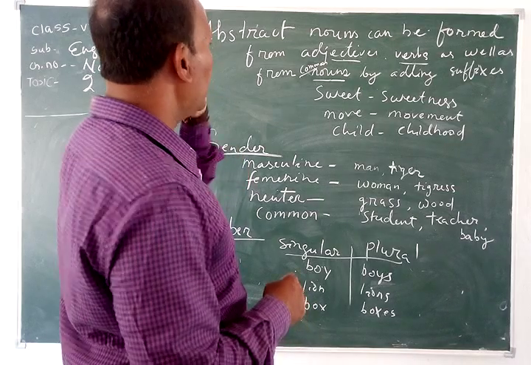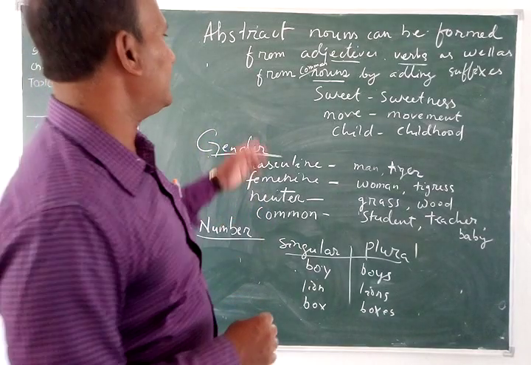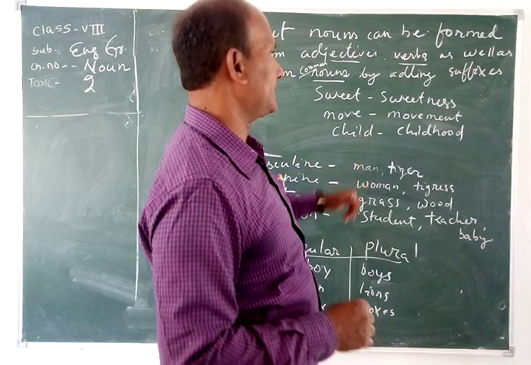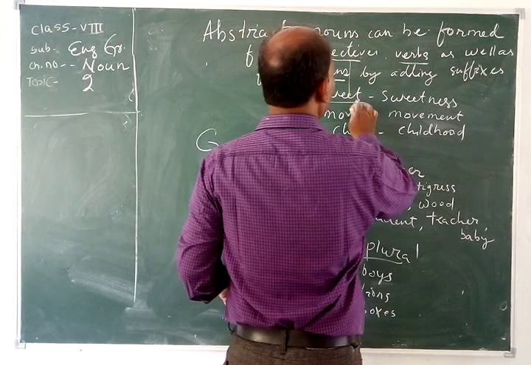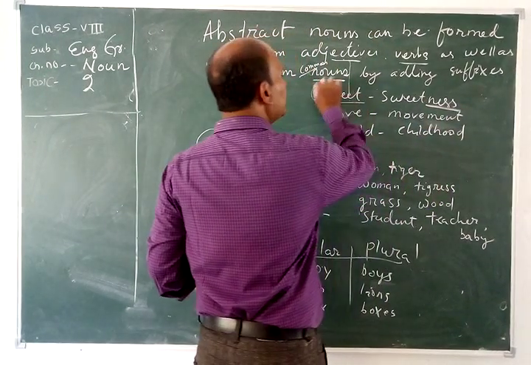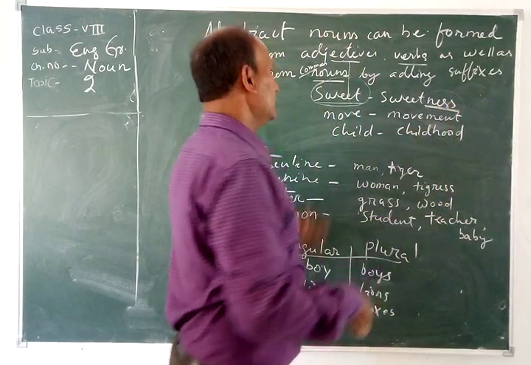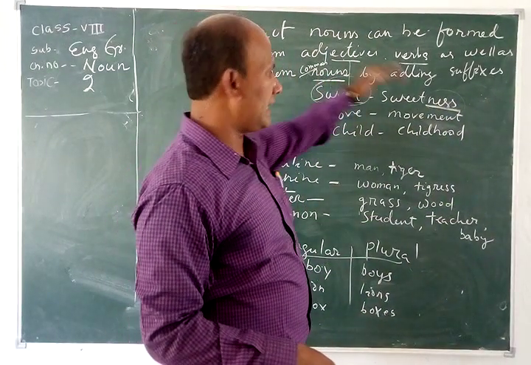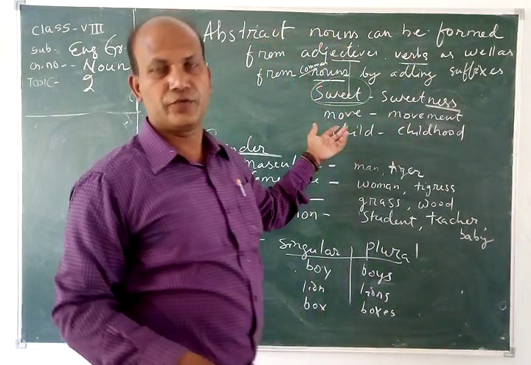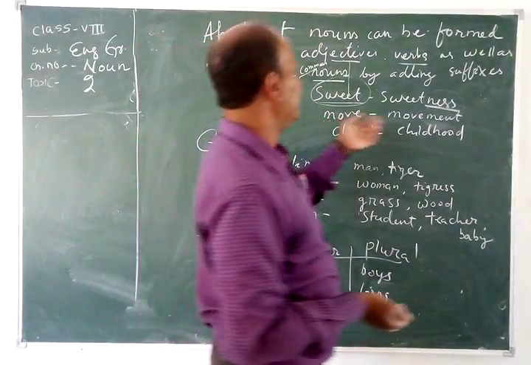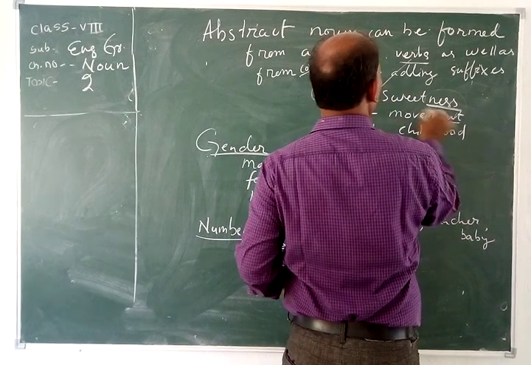Students, look at the blackboard. Abstract nouns can be formed from adjectives, verbs, as well as from common nouns by adding a suffix. Just like sweet is an adjective, but by adding the suffix -ness, we get an abstract noun: sweetness. Move is a verb. I move from here to there. By adding the suffix -ment, we get movement, which becomes an abstract noun.